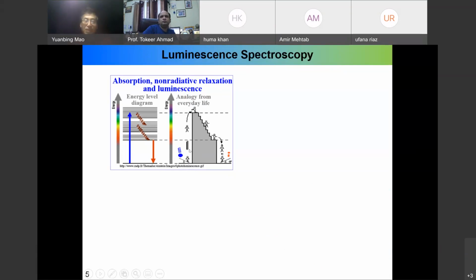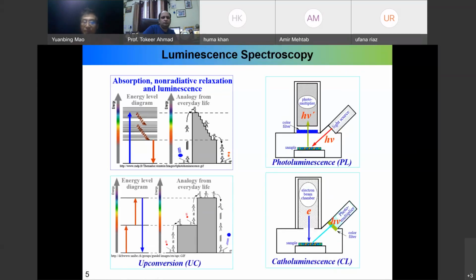So this is similar to our everyday life, right? We can jump up stairs and then take a few small steps and then jump down, right? So that's absorption. And then we spend some time to talk about photoluminescence, right?